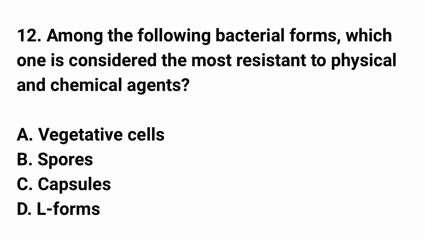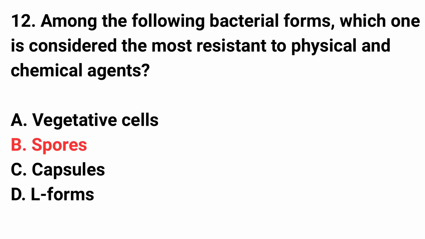Question number 12. Among the following bacterial forms, which one is considered the most resistant to physical and chemical agents? Vegetative cells, spores, capsules, L forms. The right answer is option B, spores. Bacterial endospores can resist heat, UV radiation, chemicals and desiccation. The spores survive for decades due to the presence of dipicolinic acid and calcium.